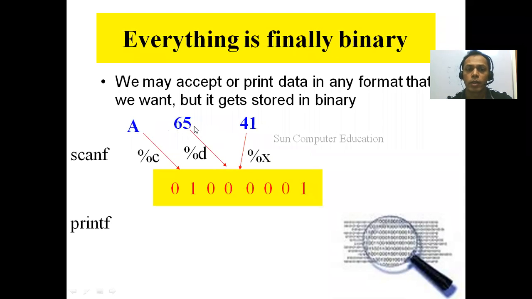41 is the hexadecimal value, 16 times 4 is 64 plus 1, 65. 41 is the hexadecimal value of the same binary number. So if you're accepting with scanf as %x, then you are going to enter 41. The same data you can accept as %o, as an octal. Okay. So for %o, just now I explained why it is 101. This is 1, then this is 0, and this is 1. So 101 is the octal number of this.